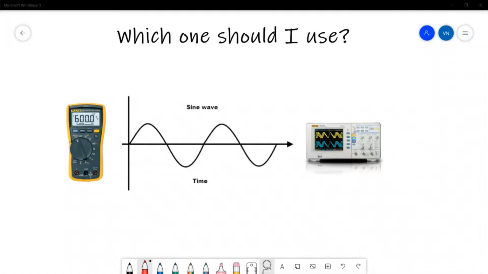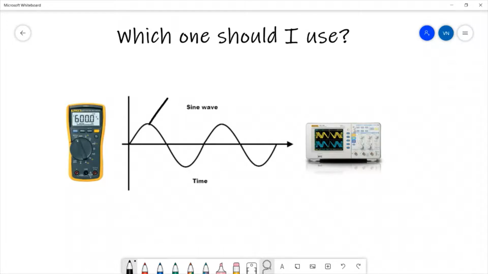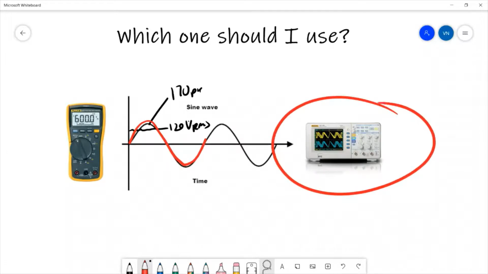Which one should I use? Well, it depends mostly on what tool you're using to take the measurement. We said that this is 170 volts peak, and it's 120 volts down here. It's 120 volts RMS. Well, you're only going to see that it's a sine wave. You're only going to be able to tell whether it's a sine wave if you're measuring with a scope.